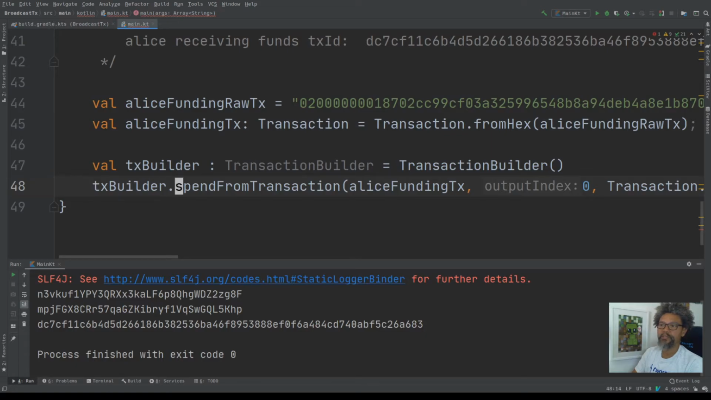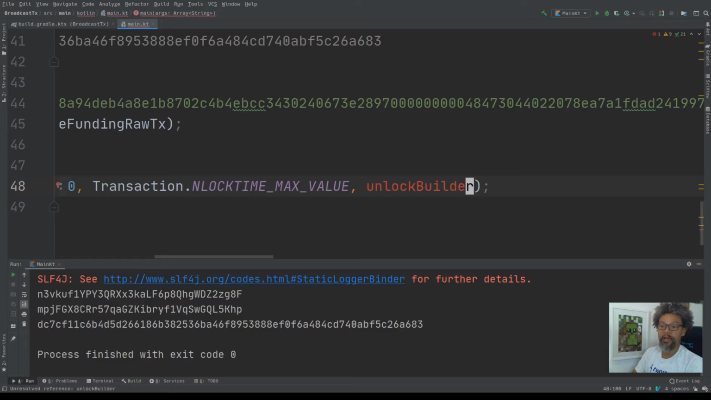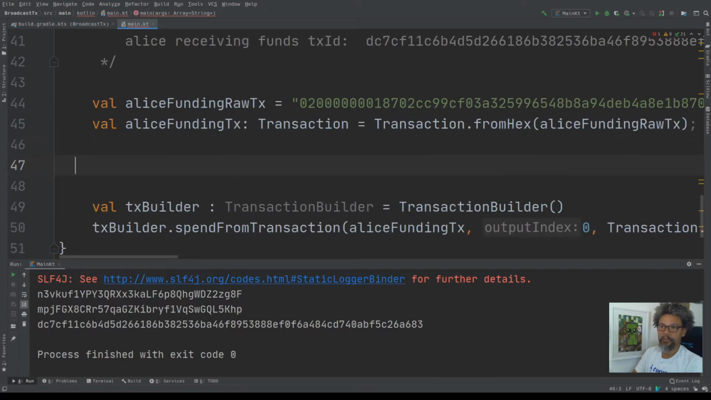Okay, so we have set up the funding transaction. We don't have this unlock builder yet. The unlock builder is essentially something that Alice needs to construct. There is a class called unlocking script builder, or rather that's an abstract class actually.